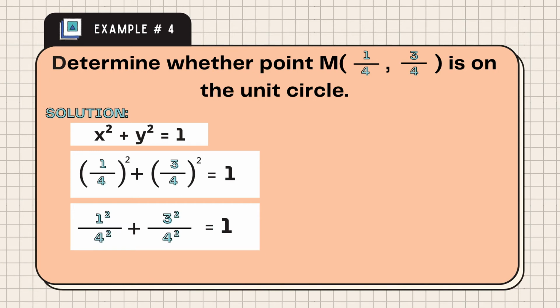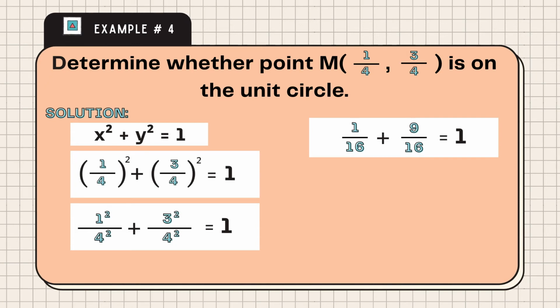Second, we now distribute the square to the numerator and denominator of the x and y coordinates. So that would give us 1 squared over 4 squared plus 3 squared over 4 squared equals 1. And that would give us the result of 1 over 16 plus 9 over 16 equals 1. Since this is an example of like fractions, we can simply copy the denominator and add the numerators. So 1 plus 9 is 10, and copy the denominator, which is 16. So 10 over 16 equals 1?